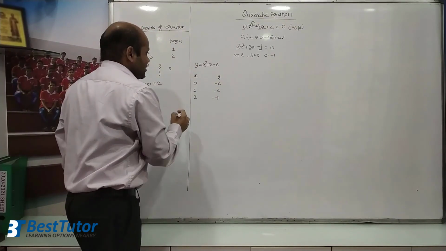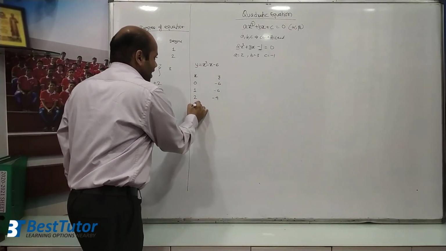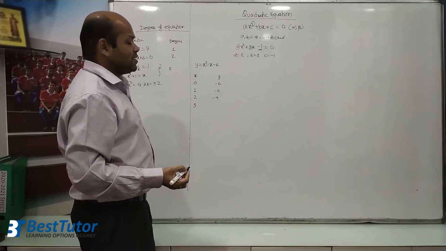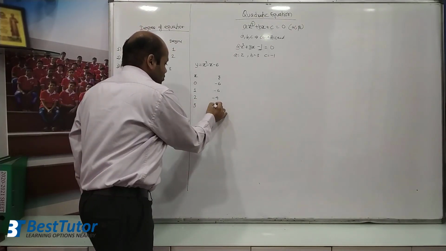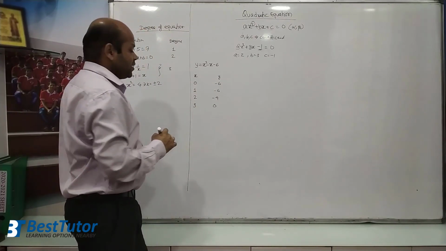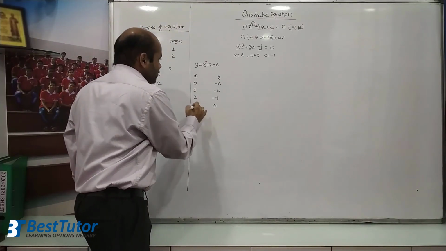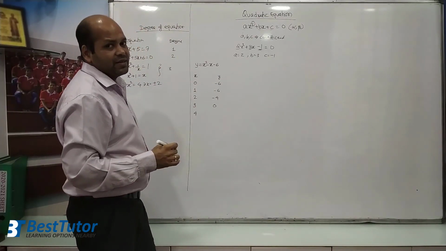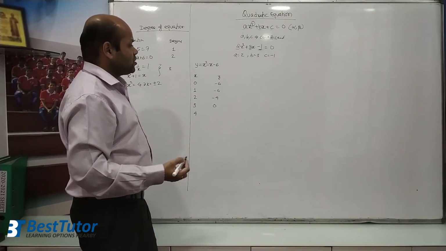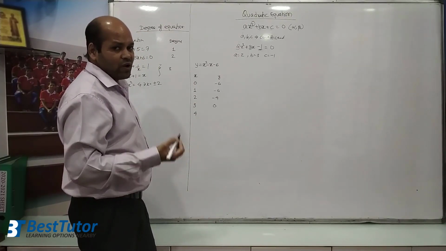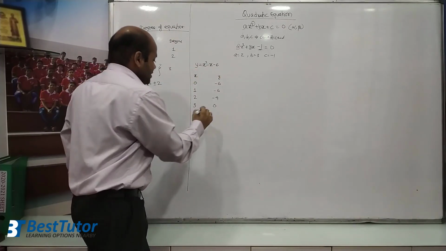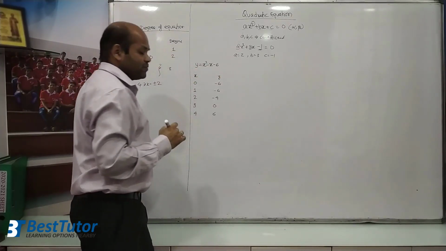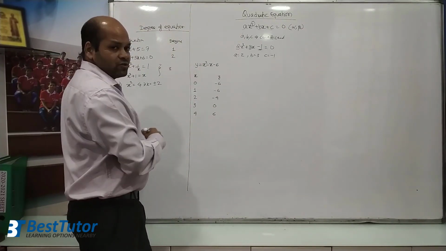Put x as 3. 3 square is 9. 9 minus 3 is 6. Then minus 6, it becomes 0. Right? I'll take x equal to 4. What is 4 square? 16. 16 minus 4 is 12. Then 12 minus 6. What is 12 minus 6? It is 6. Let's take the negative values.